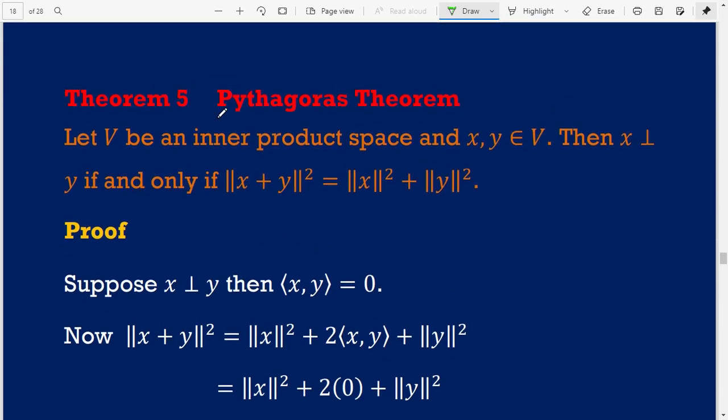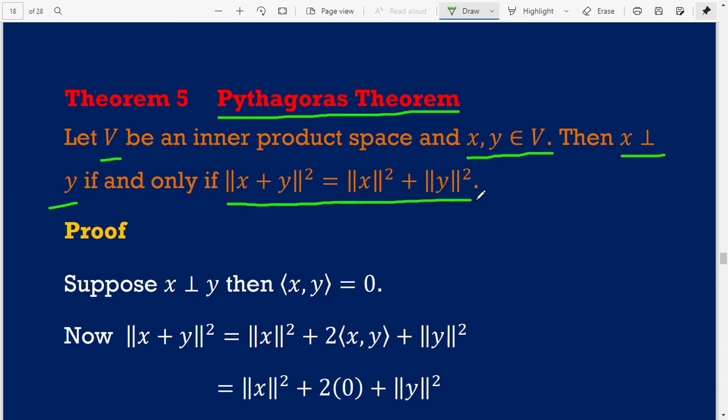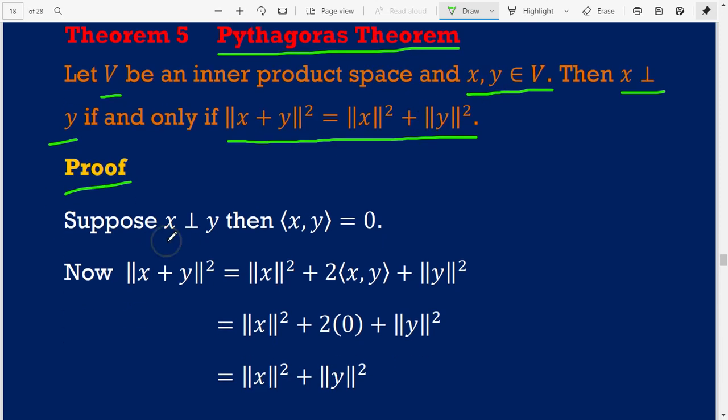Now, theorem, Pythagoras theorem. Let V be an inner product space and x, y belong to V. Then x is orthogonal to y if and only if norm of x plus y squared is equal to norm x squared plus norm y squared. Proof. Suppose x is orthogonal to y, then inner product x with y is equal to 0.